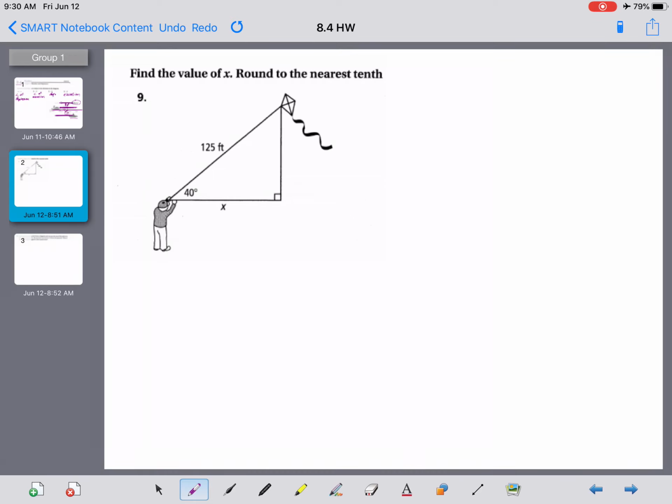We're supposed to find the value of x, and there really isn't a whole lot going on here that's different from what we did in 8.3. We have a right triangle. One side length is given to us. This 125-foot side is our hypotenuse, which we know right away because it's across from the right angle. And we were given one of the acute angles, which is 40 degrees. We're trying to come up with the measure of x. Okay, 125 is the hypotenuse, so x is one of the legs.